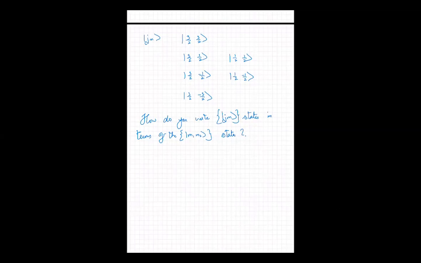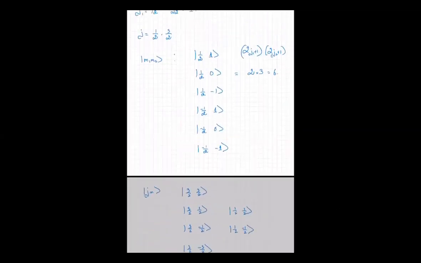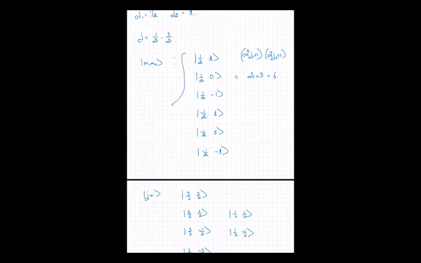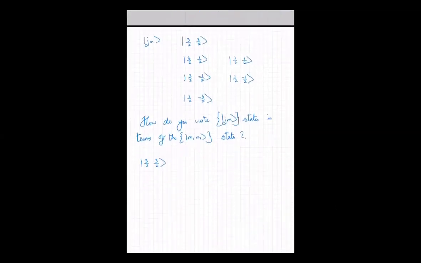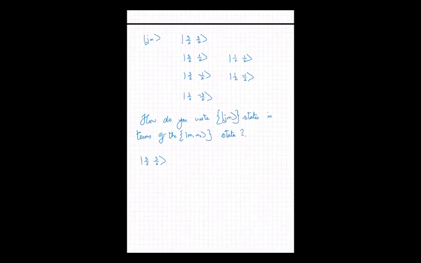Okay, now we'll take the first vector in the first column, which is this vector, 3/2, 3/2. Now I need to write this vector as a linear combination of the vectors in this set. If I want to write this as a linear combination, remember that the addition of these two m values, m1 and m2, should give me the m value of this state. The m value of this state is 3/2.